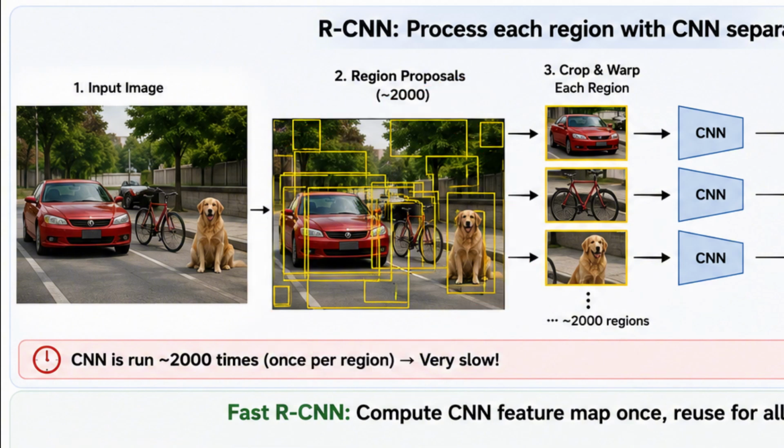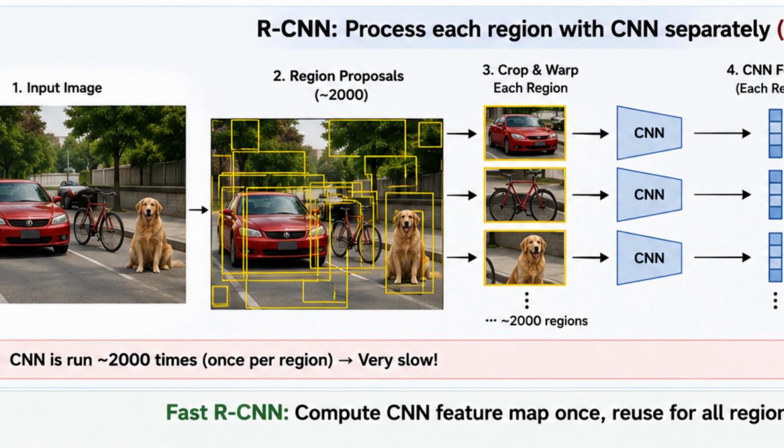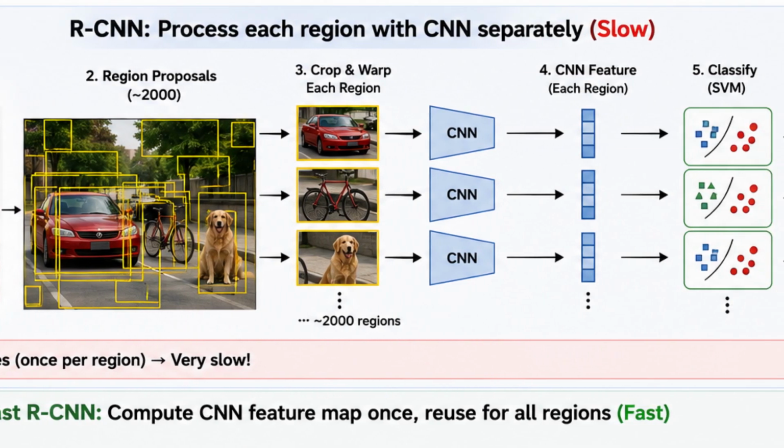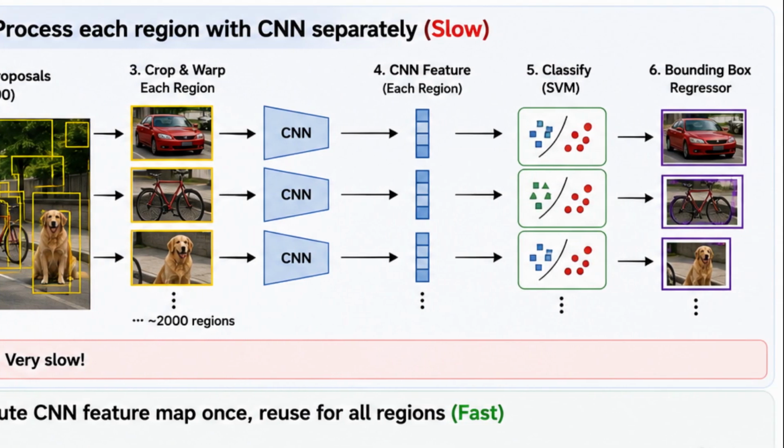Now here's the problem. Each one of these regions is cropped from the original image and passed through the CNN independently. That means the CNN has to process almost the same image again and again and again. Many of these regions overlap heavily. As a result, the most computationally expensive part of the pipeline is repeated nearly 2,000 times for a single image. This makes RCNN very slow.